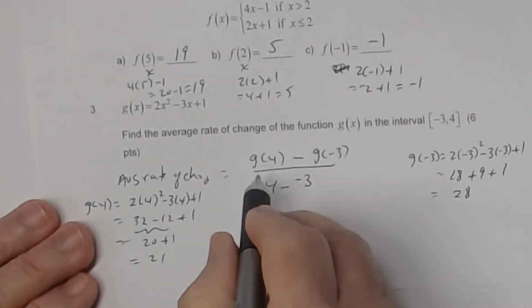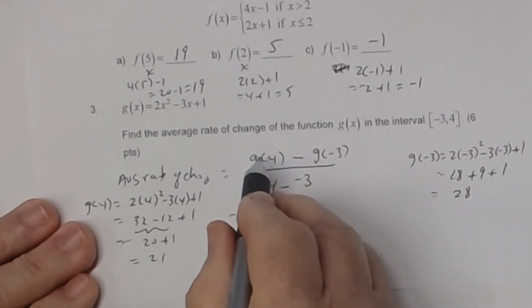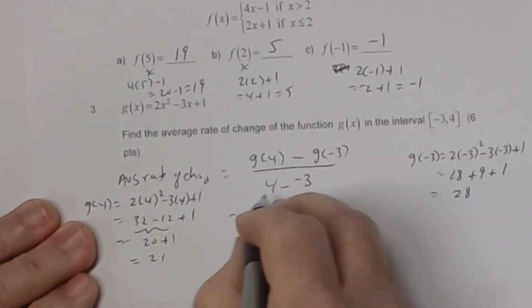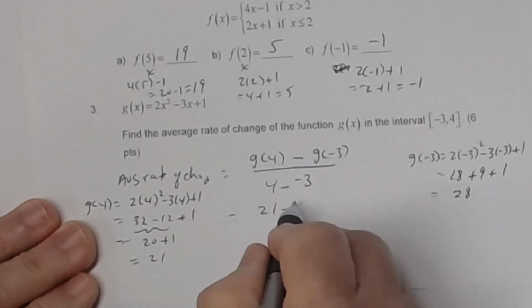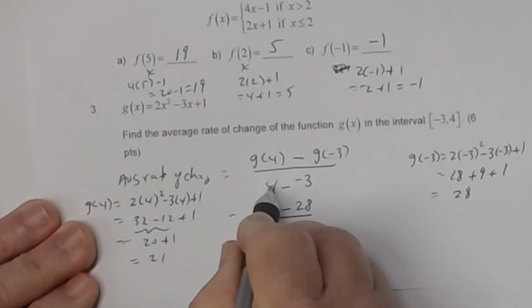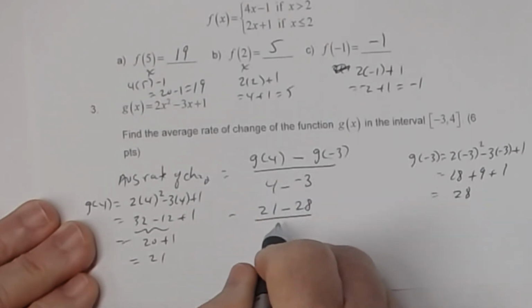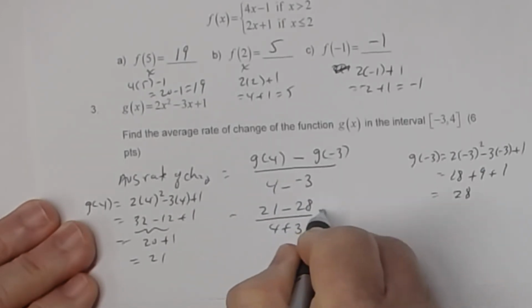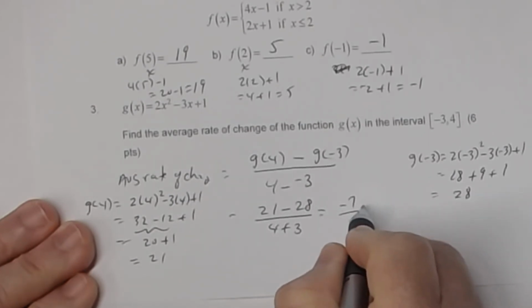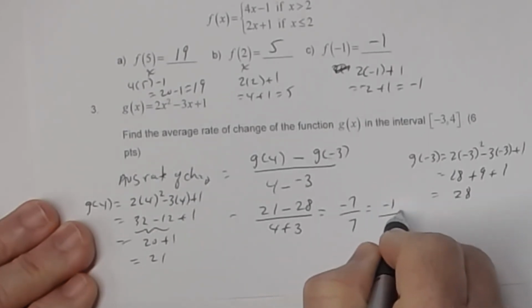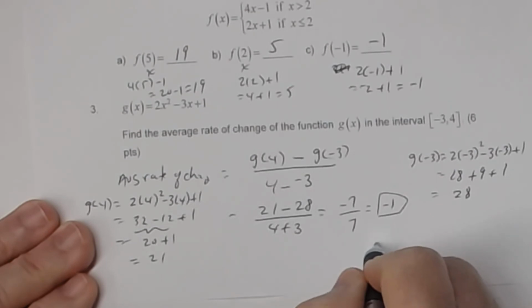Okay, so now we're going to substitute g of 4, which I just found to be 21. So you can say 21 subtract g of negative 3, which I found to be 28, divided by, and remember 4 subtract a negative 3 means 4 plus 3. So the numerator is a negative 7, the denominator is a positive 7, and if I reduce that, I get negative 1. So the average rate of change is negative 1.